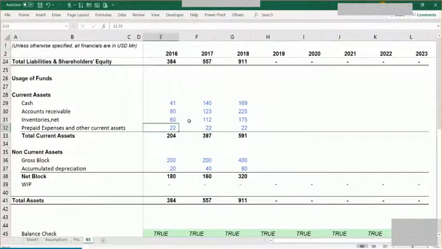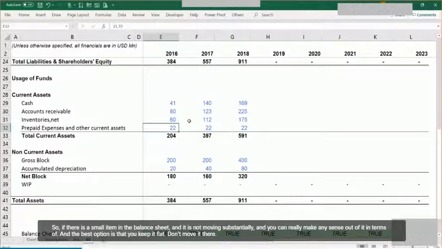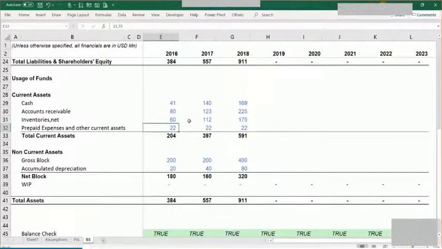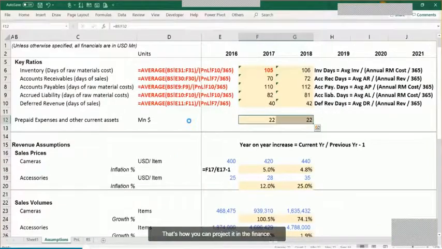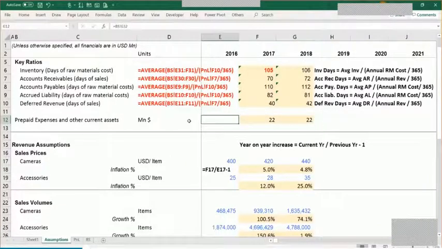So if there is a small item in the balance sheet and it is not moving substantially, and you can't really make any sense out of it in terms of trend, then the best option is that you keep it flat. Don't move it at all. Just keep it flat, right? That's how you can project it in the financial model.